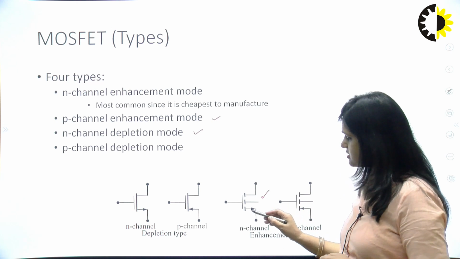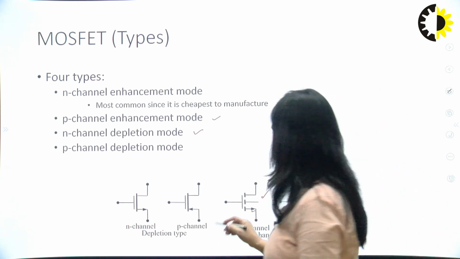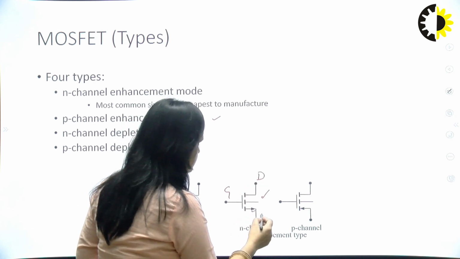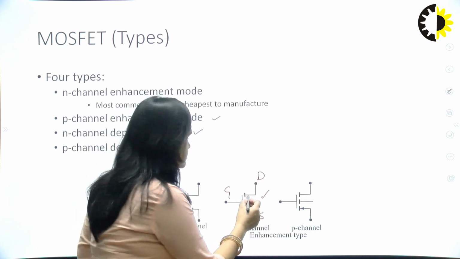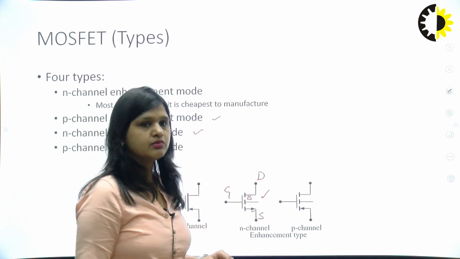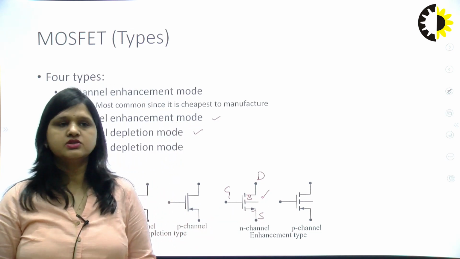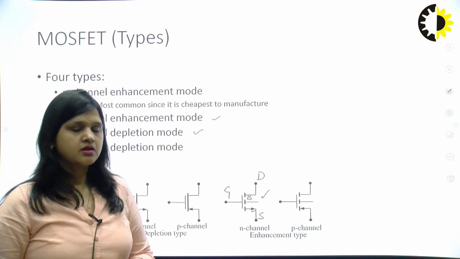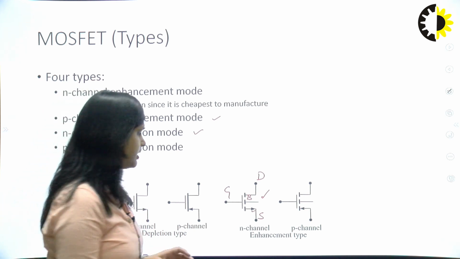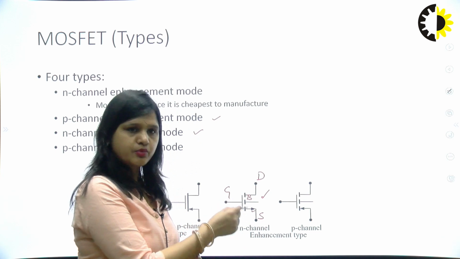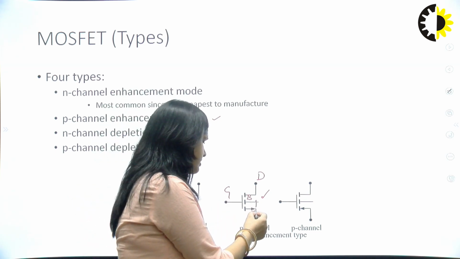For N channel, this is the direction of current, and this terminal is your gate terminal, this is your drain terminal, and this terminal is your source terminal, and this is the fourth terminal, which is the body terminal. In case of NMOS transistor, the significance of this body terminal lies when we talk about the integrated circuit. But in the discrete circuit, we can short the body terminal to the source like this.